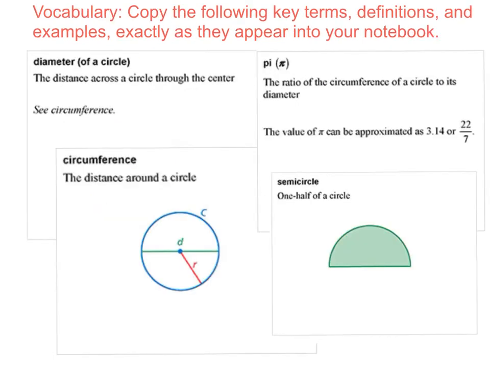Continuing with our vocabulary, the diameter of a circle is the distance across a circle through the center. The circumference is the distance around a circle, and a semicircle is 1/2 of a circle. Pi, represented by a Greek letter, also known as pi, is the ratio of the circumference of a circle to its diameter. The value of pi can be approximated as 3.14 or 22/7.